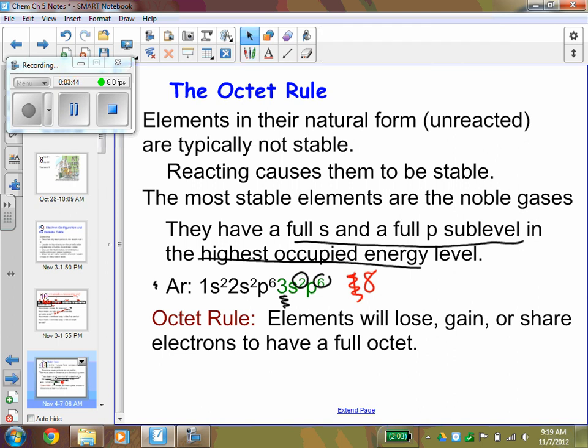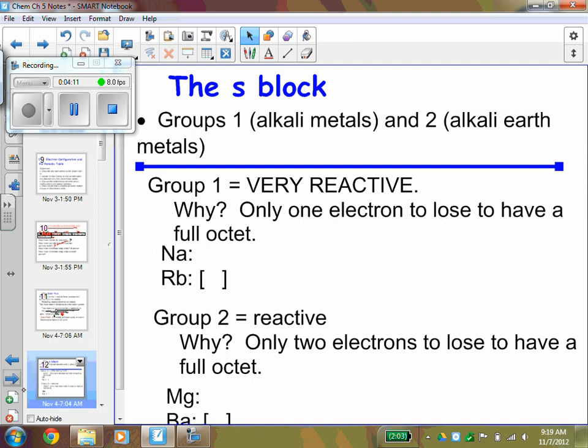So the octet rule is very important. It covers about 95% of the known compounds in the CRC Handbook of Chemistry and Physics, so lots and lots of materials follow this octet rule. Again, that's gaining, losing, and sharing electrons in order to get to the number 8, which is a full S and full P of the highest occupied energy level.